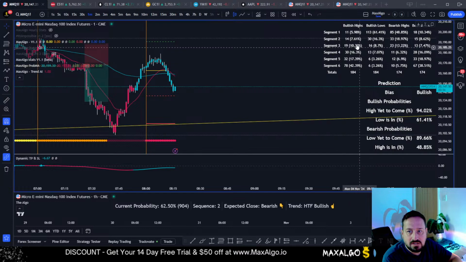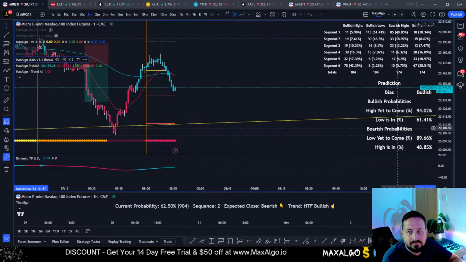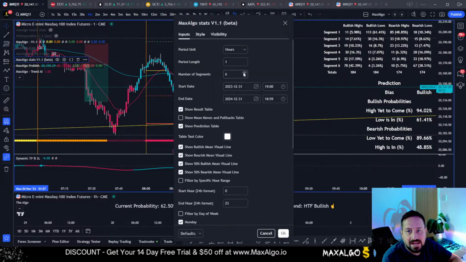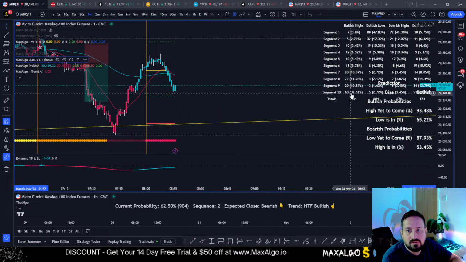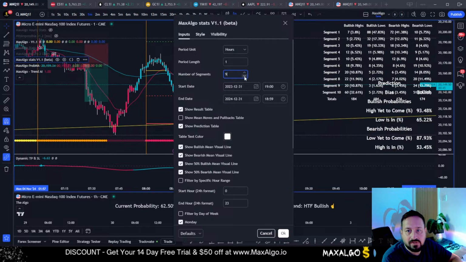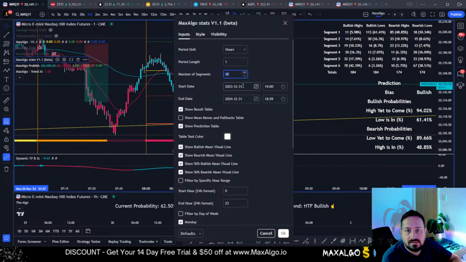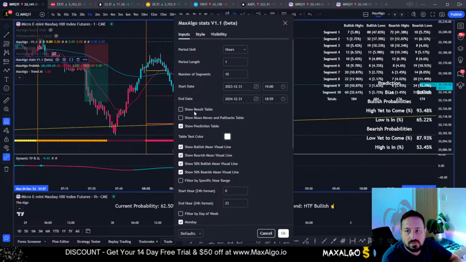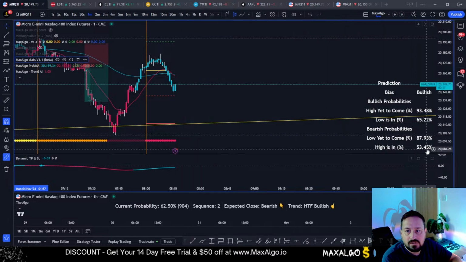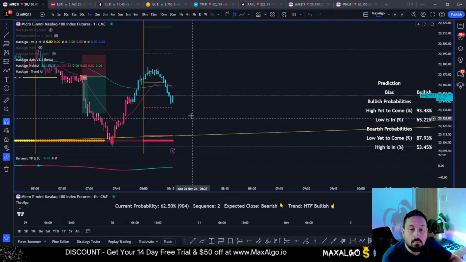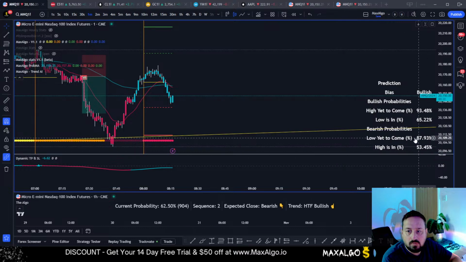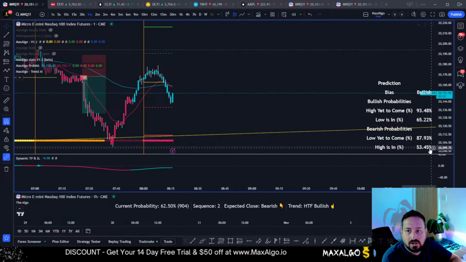Also, one of the things that you can do, see how you've got all these sequences? Well, I can increase this to 10 without it taking up loads of space. Oh, I've done the wrong one. See how that's taken up everything? Yeah, I can increase that to 10. Remove my results table. And now it's giving me an even more up-to-date, more accurate picture of where we are right now and what the probabilities are.